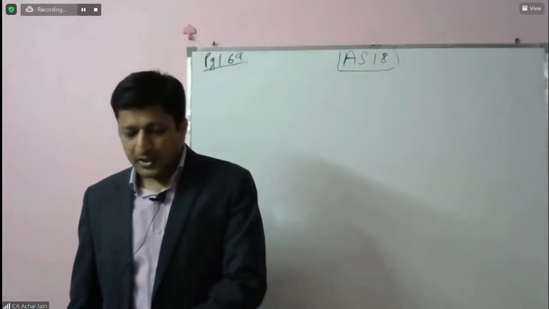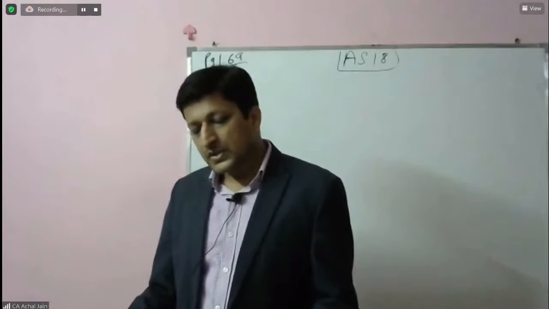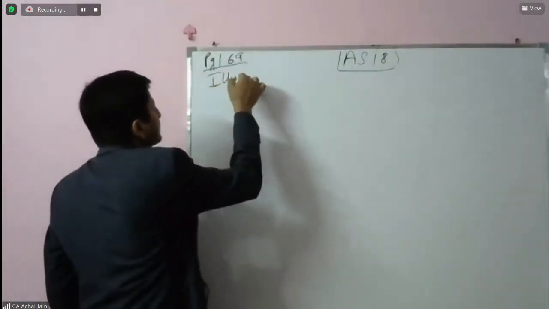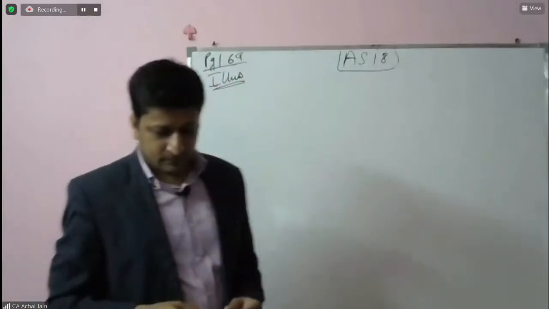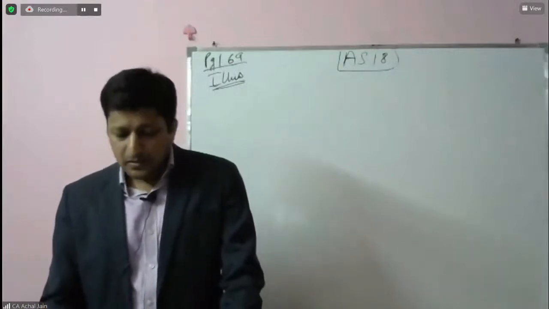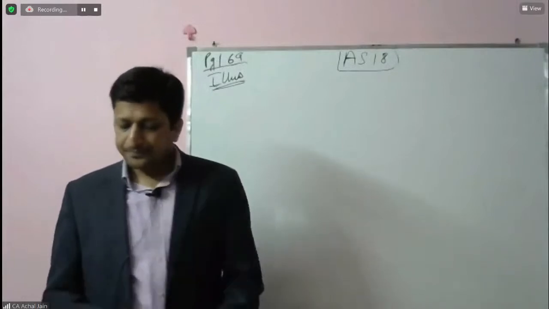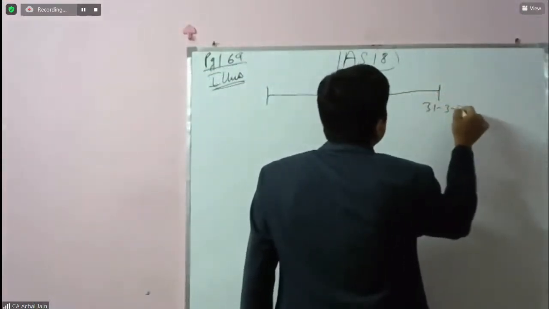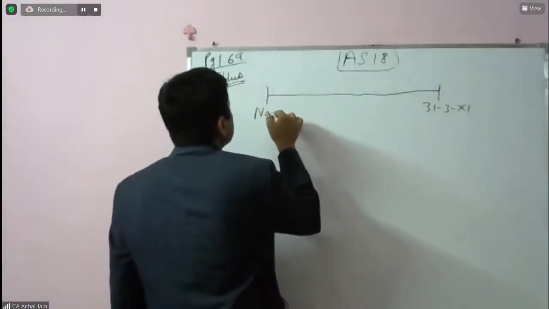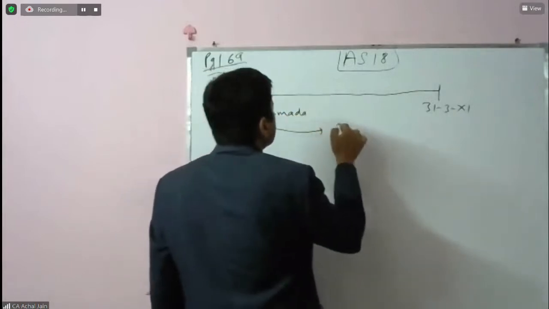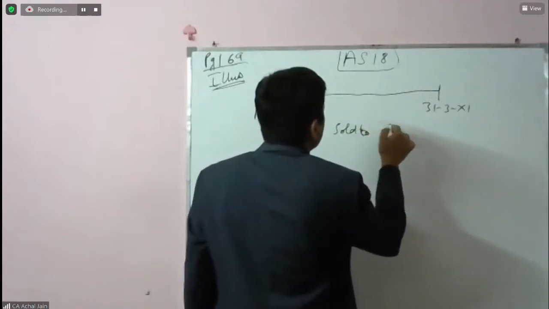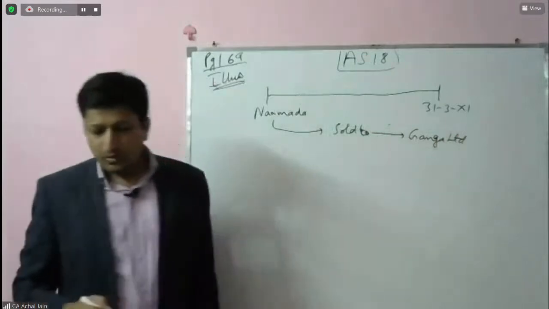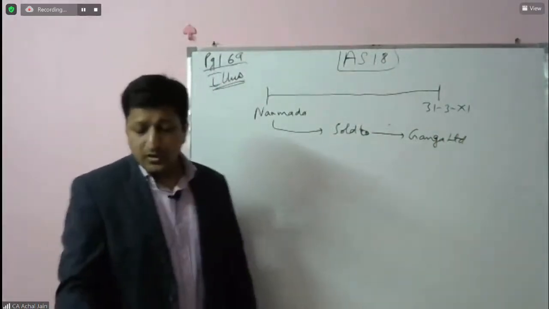Okay, so we can pick up another illustration now. This is page number 1.69. Illustration given at the end of the page. Narmada Limited sold goods for 90 lakhs to Ganga Limited during the year ended 31st March 81. Narmada Limited sold to Ganga Limited. Okay. Goods worth of rupees 90 lakhs.